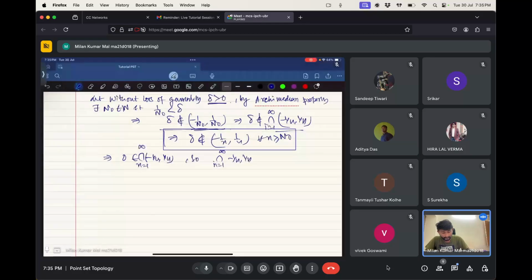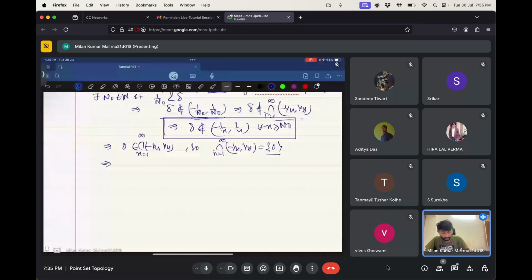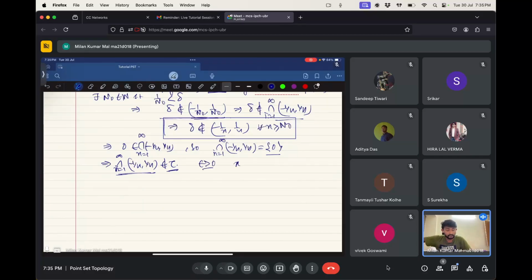Okay, that gives that the intersection over n equals 1 to infinity of minus 1 by n comma 1 by n is not an open set, or does not belong to tau, because if I want that set to be in tau, then I have to find an epsilon greater than 0 such that 0 minus epsilon, 0 plus epsilon should be inside the intersection of minus 1 by n comma 1 by n. But that is not happening, as I have proved right now, because this intersection can't contain any element other than 0, but the interval minus epsilon comma epsilon contains elements other than 0. So that is what I will write right now.